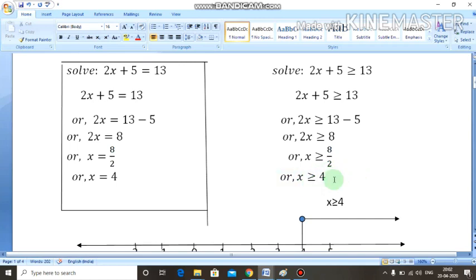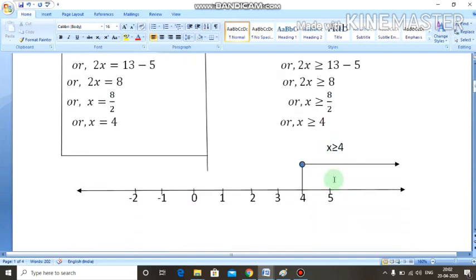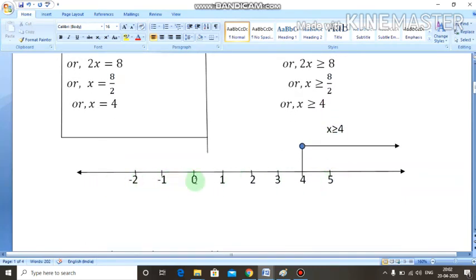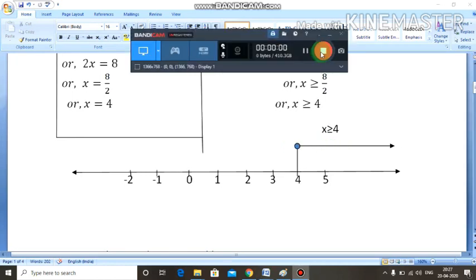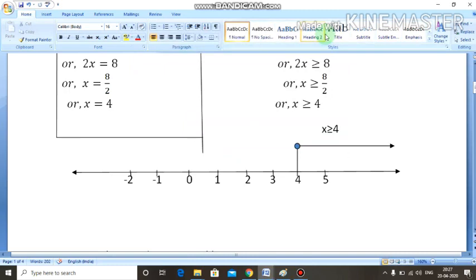Now we have to plot this solution on the real line. See here I have drawn a real line, just marked -2, -1, 0, 1, 2, 3, 4, 5. This is for scaling, and the answer is x ≥ 4. So this is the position of 4. Greater than means the values will be on the right hand side. From 4 along the left hand side all the values are less than 4.